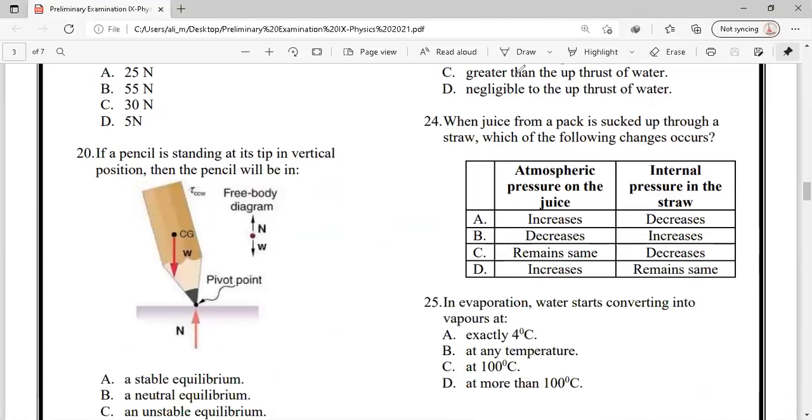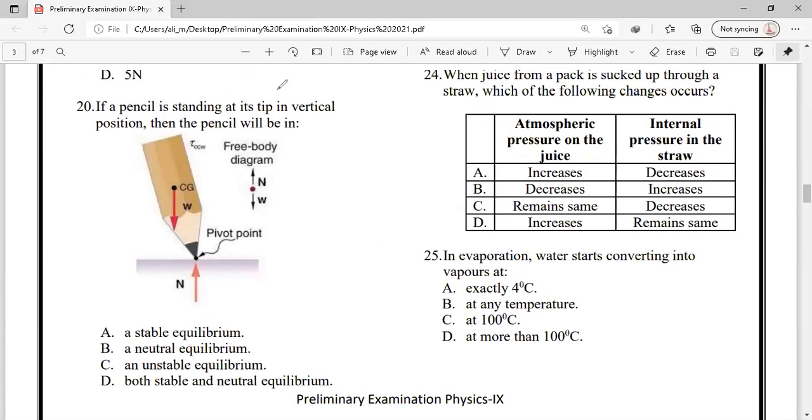Let's see our question number 20. In question number 20, we have a pencil that is standing on its tip in vertical position. If we disturb this pencil, what will be its state of equilibrium? As we know, if we disturb this pencil it would not come back to its original position. Rather, it will move to another new position that will not be similar to the original position. This type of equilibrium is known as unstable equilibrium. So the correct answer for this question number 20 is option C.